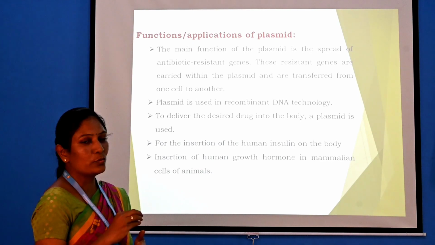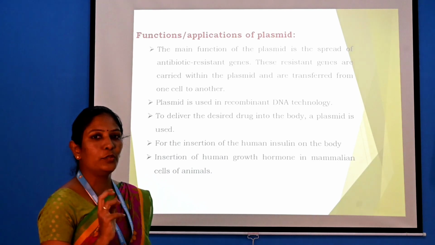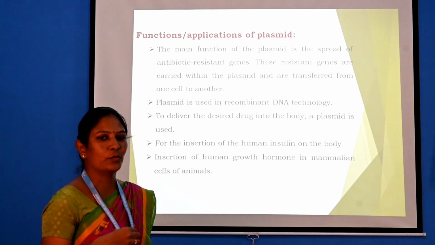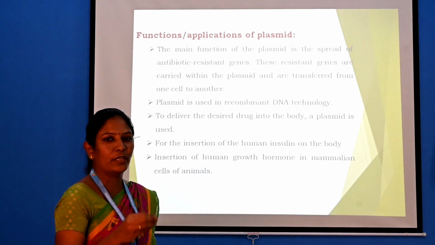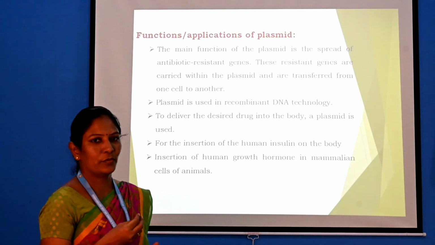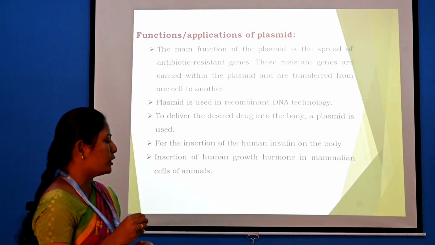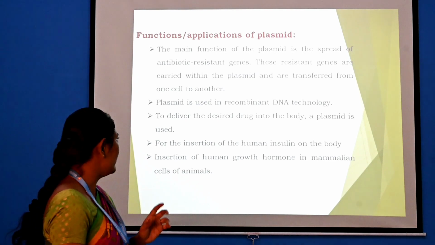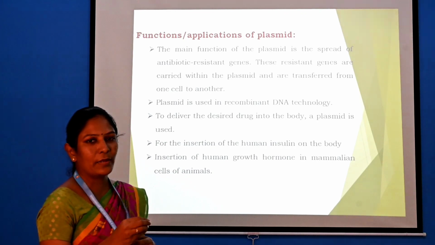Next, the plasmid is used in recombinant DNA technology to deliver the desired drug into the body. Nowadays a lot of diseases are developing. So in the field of recombinant DNA, we are using the plasmid as a vector and curing so many diseases. It is termed gene therapy. A plasmid is used for the insertion of, for example, human insulin into the human body. Next, the insertion of the human growth hormone in the mammalian cells of some animal tissues.